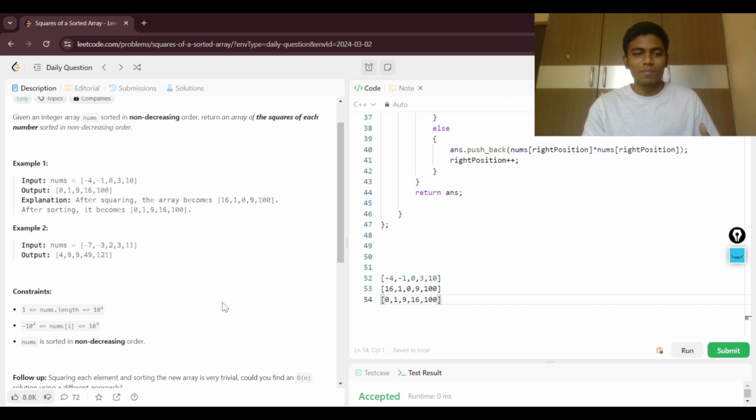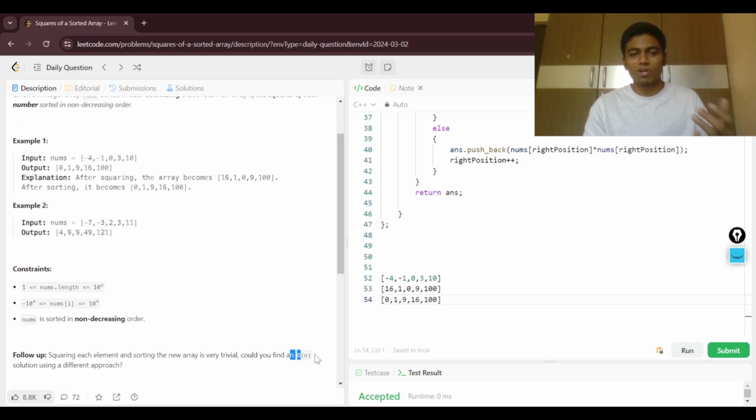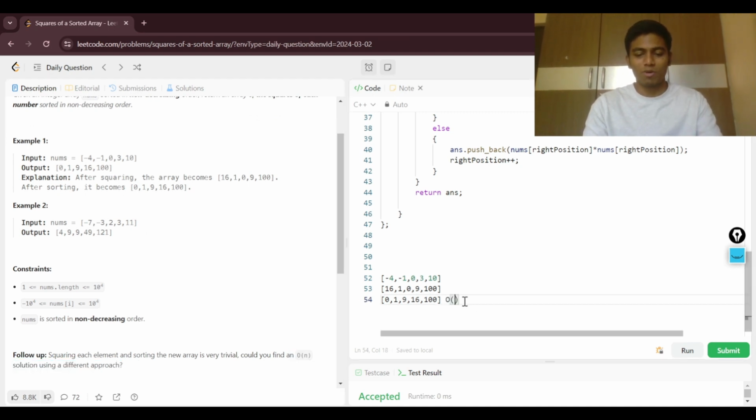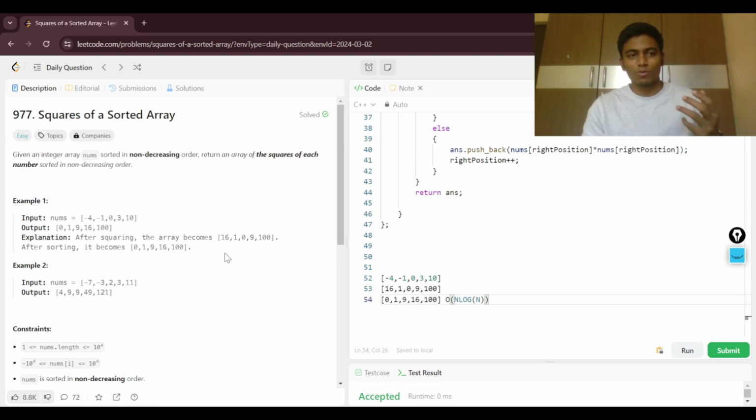But there is one more thing they are mentioning: can we solve this in big O of n time complexity? If we sort this, it is going to be big O of n log n. So we need to do it in a better way. When will the squared number become greater, and when will it be the least value? The least value can be 0, and the maximum value can be anything. Here the range is mentioned as 10 power 4, so the square can be 10 power 8 at maximum.